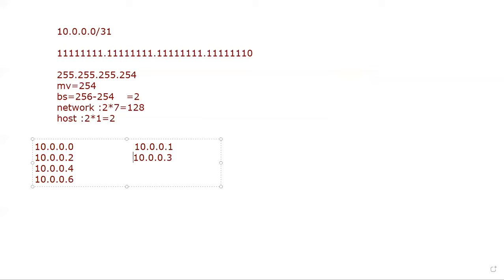Understand the concept? Now 0 and 1, my 2 IPs are done. Host done. I don't have any valid IP to use. If I don't have any valid IPs, it means you are not able to solve /31. Did you understand the concept? Yes, that's good.